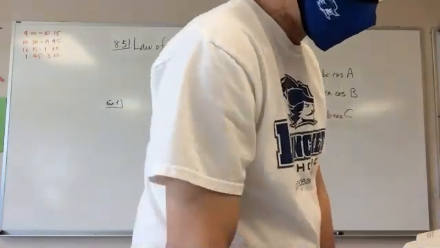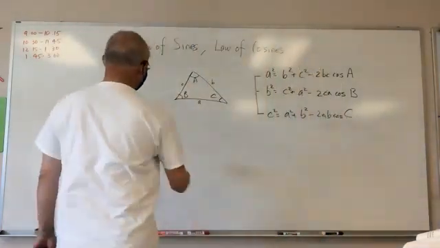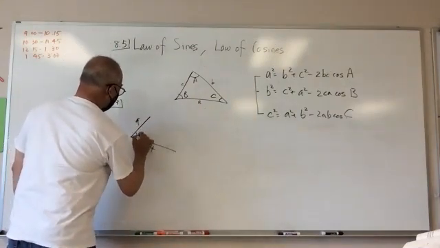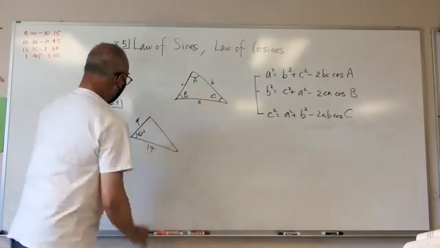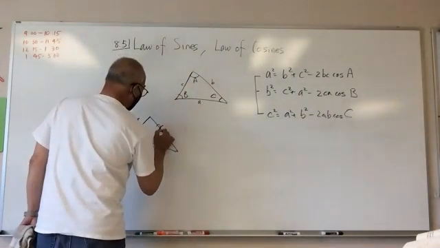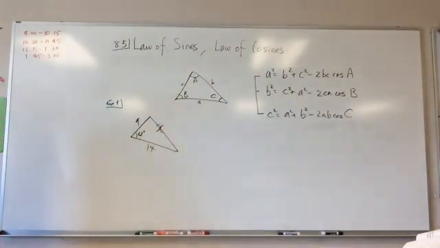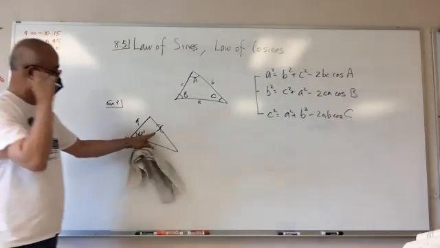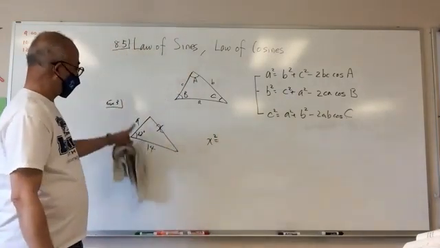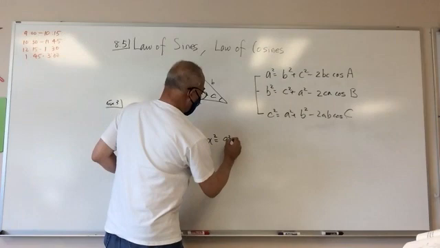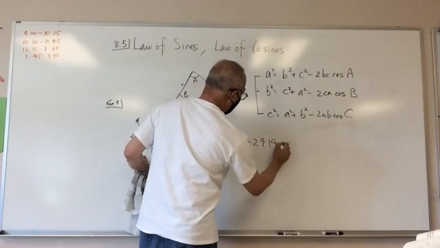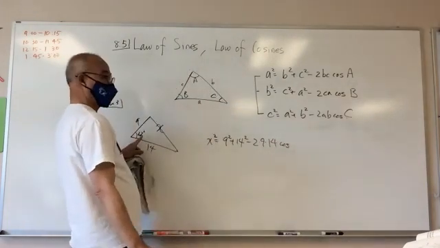Find each measure, and we have 9, 14, 62 degrees. And what do they want us to find here? They want us to find BC, this side here. So x squared is equal to this squared plus this squared: 9 squared plus 14 squared minus 2 times 9 times 14 cosine of 62.